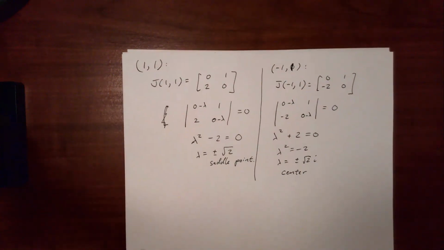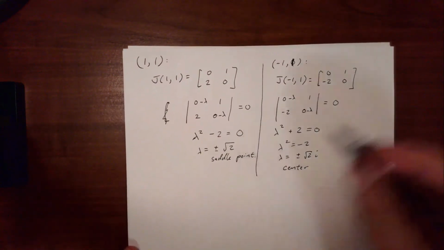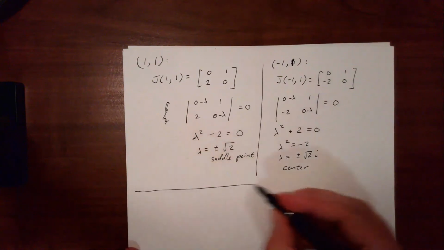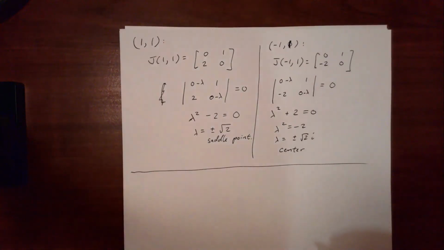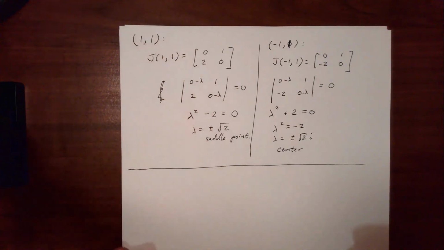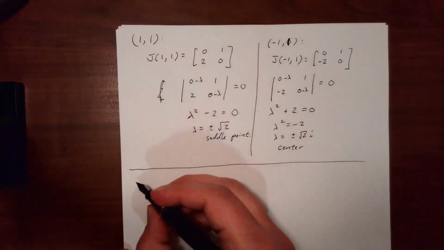Now, once again, we're only talking about near this point. It will look like a center. As it's farther away from this point, it may spiral inward, outward. It can do a lot of different things here.